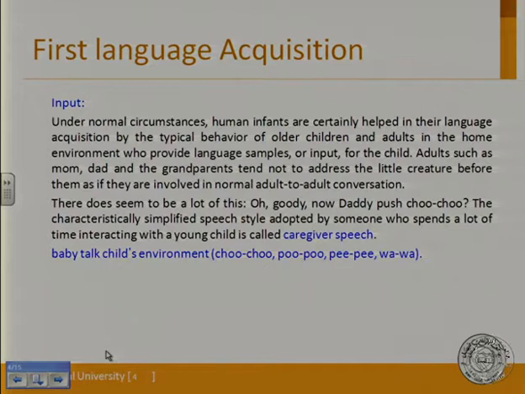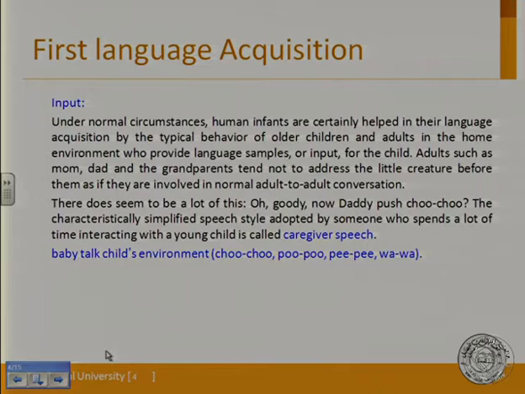Input. Now, under normal circumstances, human infants are certainly helped in their language acquisition by the typical behavior of older children and adults in the home environment, who provide language examples or language samples or input for the child. Adults such as mom, dad, and the grandparents tend not to address the little creatures before them as if they are involved in normal adult-to-adult conversation. There does seem to be a lot of this: oh, goody, now daddy, push, choo-choo.